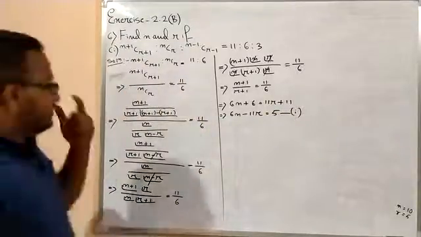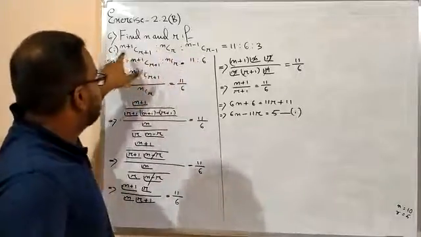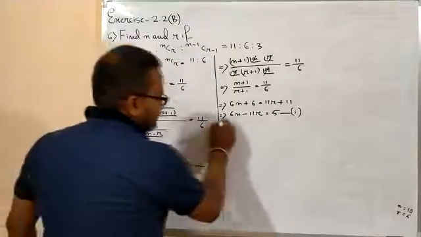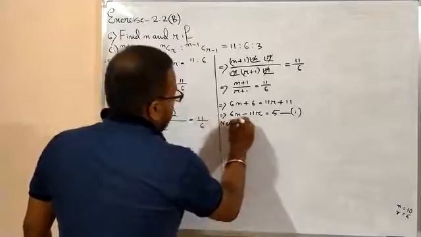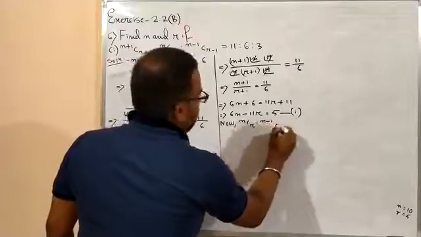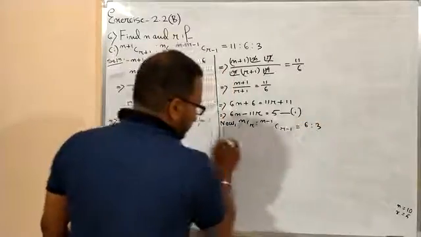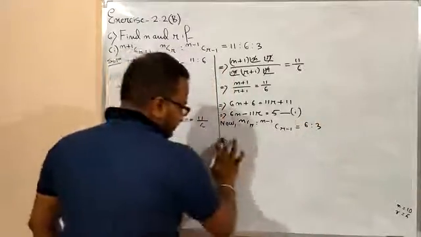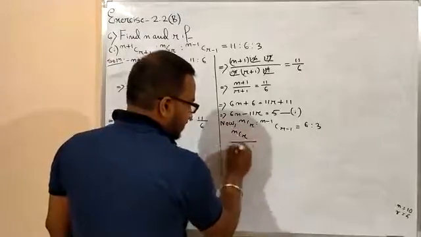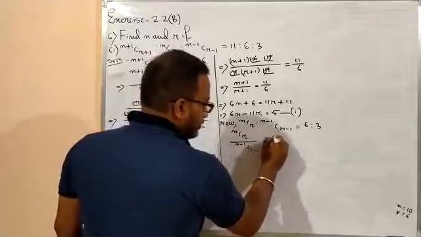Okay. Now let us calculate the next one. First of all I have taken this with this. Now I am going to take this with this. Now nCr is to n minus 1 C r minus 1 equals to 6 is to 3. Now this implies nCr divided by n minus 1 C r minus 1 equals to 6 by 3.